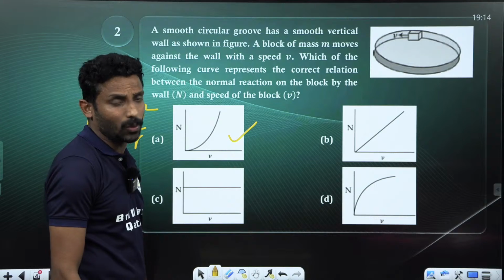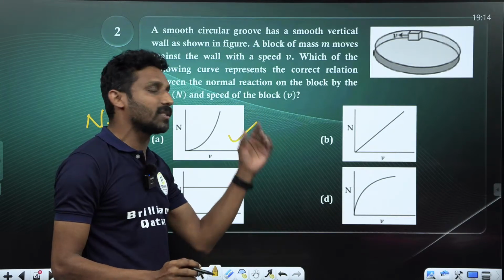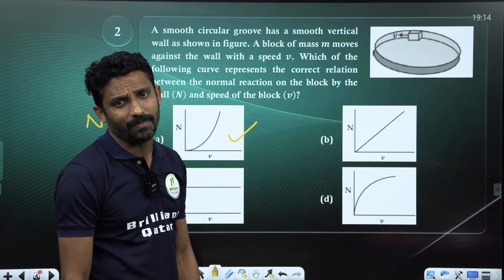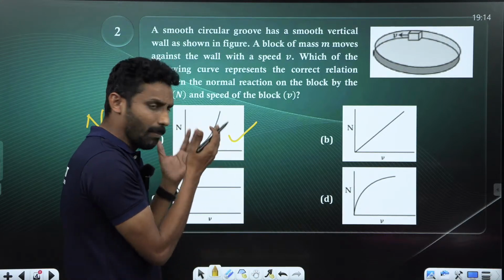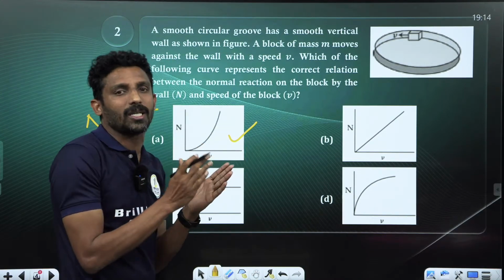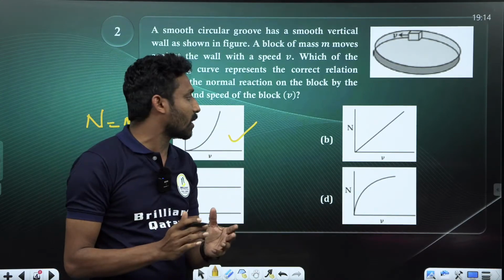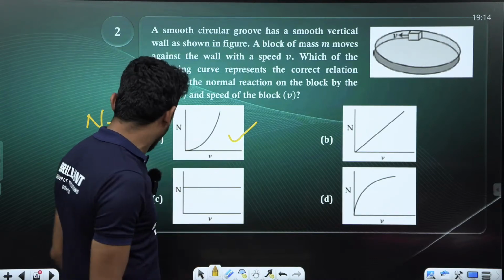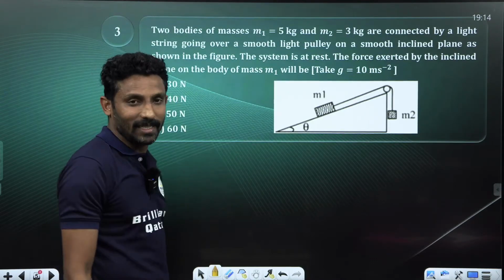First one is a very direct question. Remember, all these questions were asked in previous JEE Main examinations. So these are very simple questions. If we understand the concepts properly, it's very easy to crack this type of question. Clear? Then we can move into the next question, number 3.